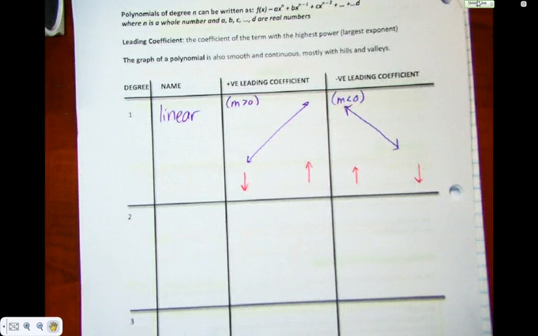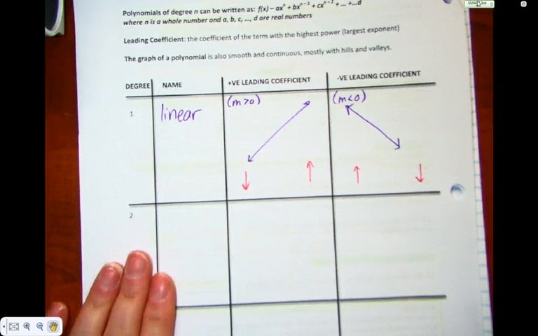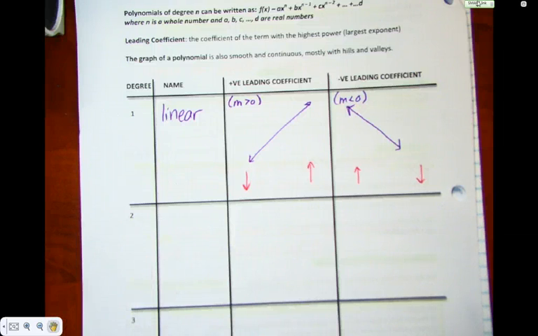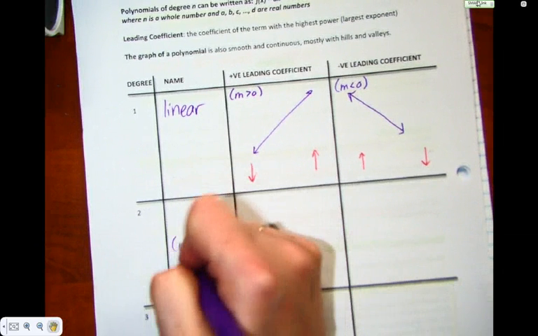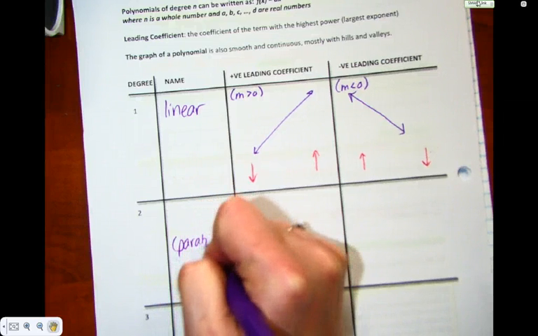So we spent all grade 10 just talking about lines. Then we came to grade 11. We're like, yeah, degree of 2. And we spent 4 units on polynomials with degree of 2. What did we call them? Parabolas was kind of its nickname. Quadratics.